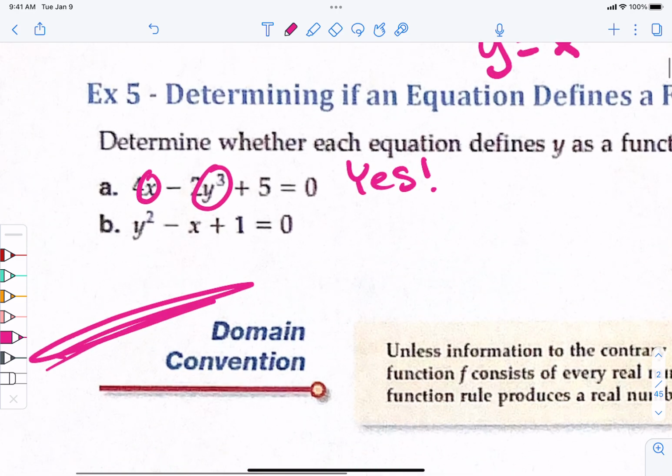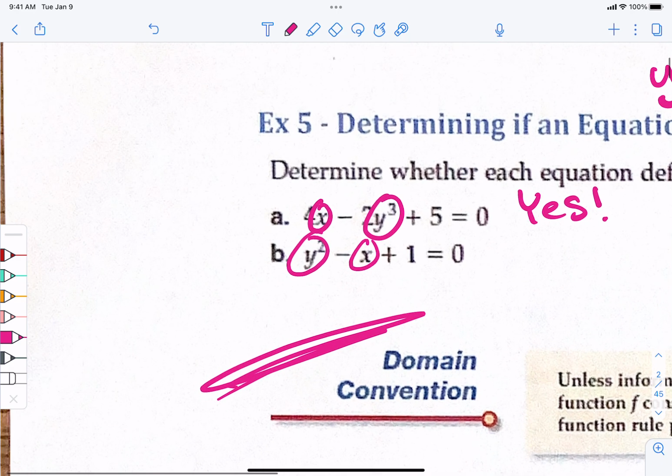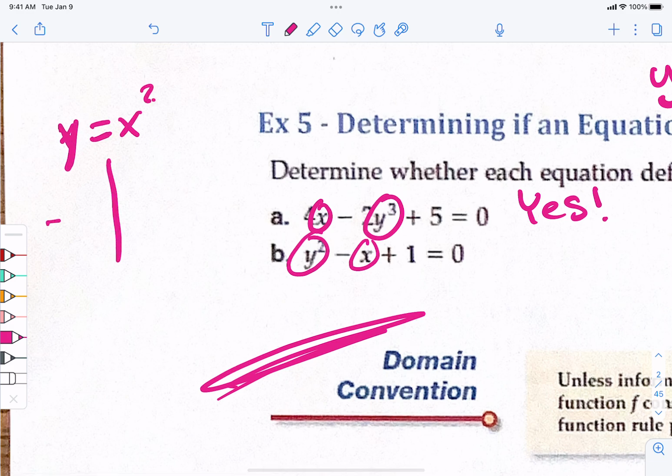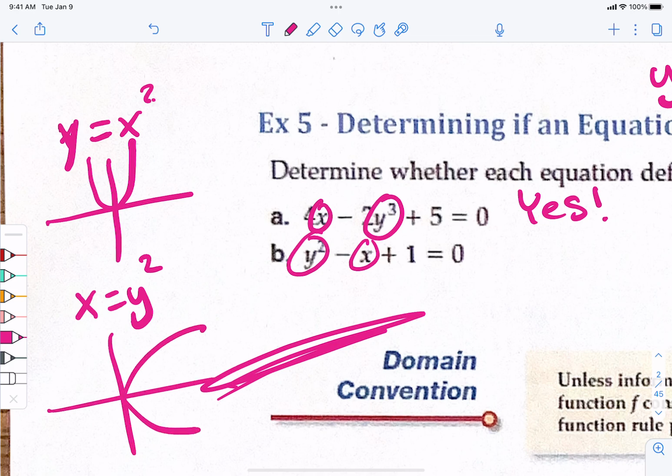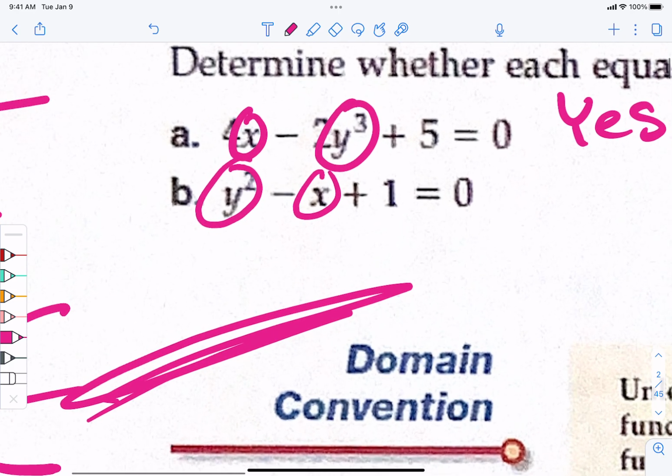Now, this one has y squared and x, right? So if I flop that around and I say, okay, what about y equals x squared? Do you know what that looks like? A parabola, right? What does x equals y squared look like? A sideways parabola.